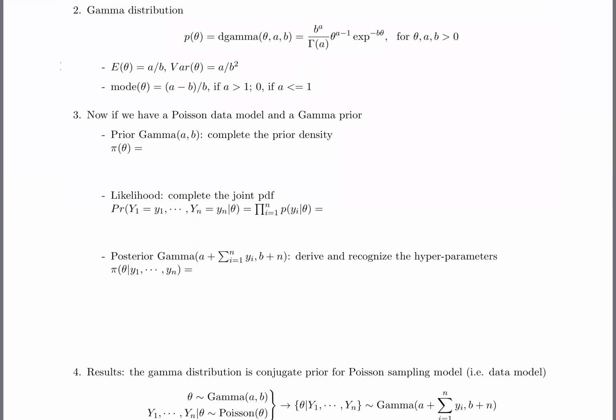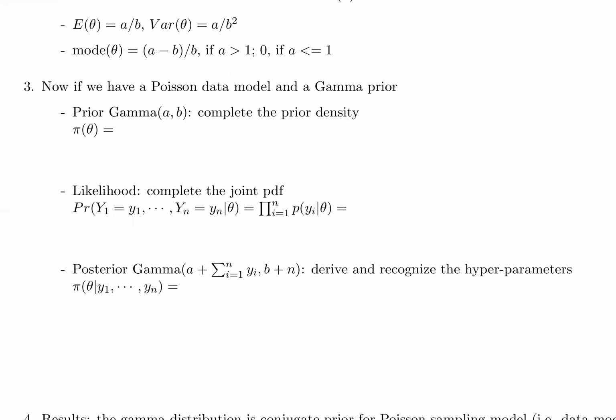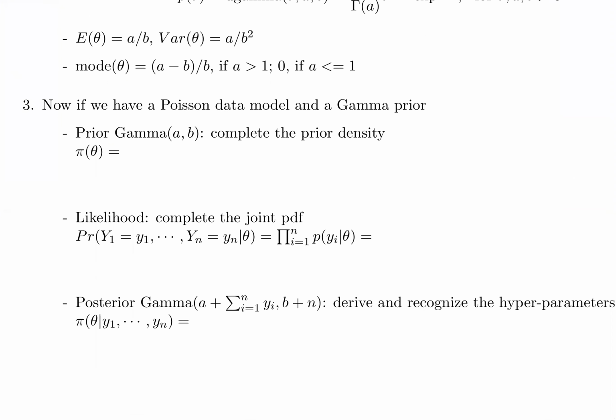So I give you here: now, if I have a Poisson data model and a gamma prior, we're going to put gamma(a, b). Please write out the prior density. Make sure that you write it in terms of theta, because theta now follows the gamma distribution. Now is also the time for you to practice writing out the complete joint probability density function for the likelihood. We're assuming that we observe a sequence of y, and each of the y is Poisson. So try to do that.